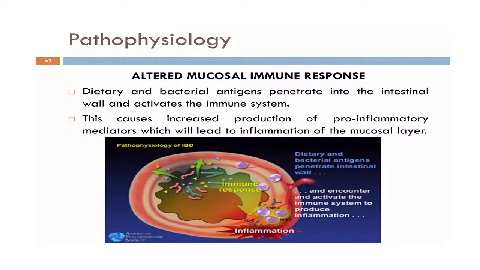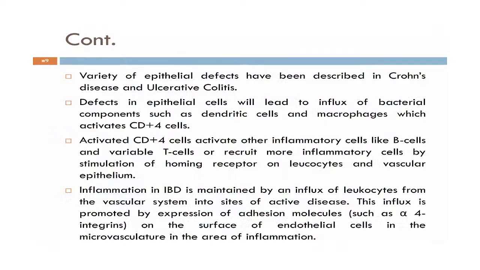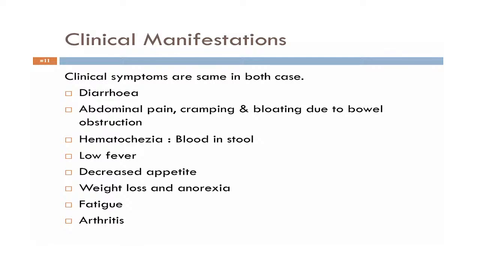Then what is the pathophysiology? Antigen enters through the epithelial cell defect and activates the immune system. What does it activate? It activates the dendritic cells. Then B cells, macrophages, T cells, leading to the release of various interleukins and TNF-alpha, which ultimately causes the inflammation of the mucosa.